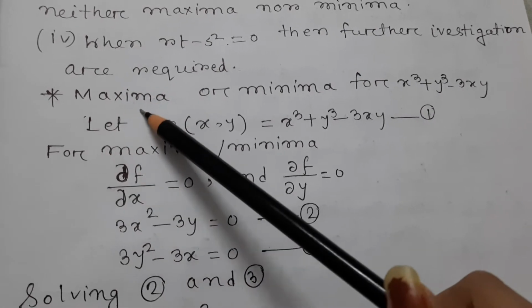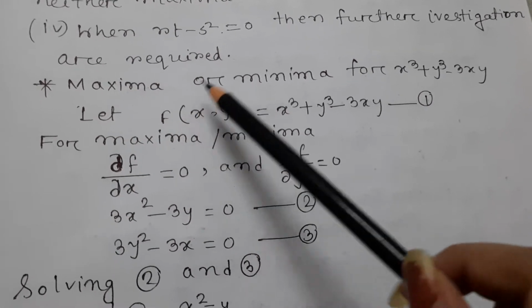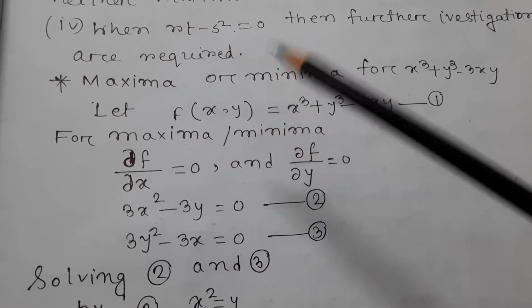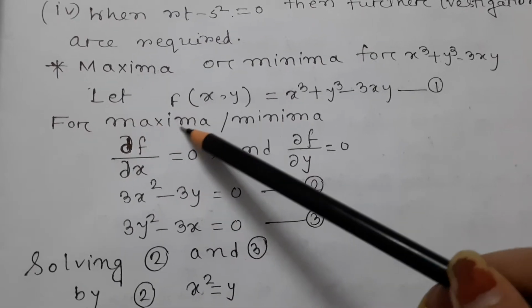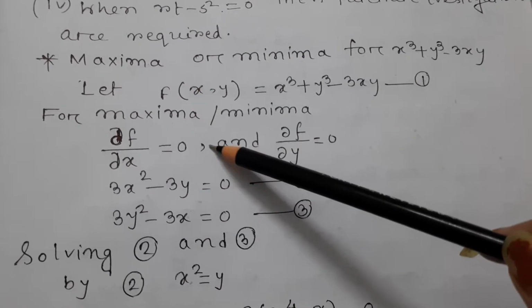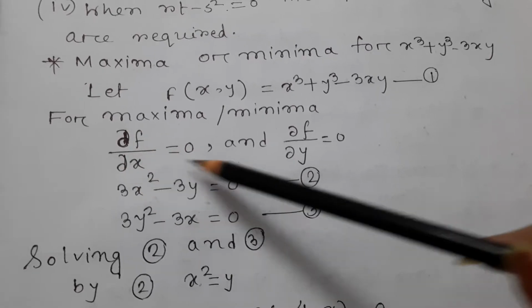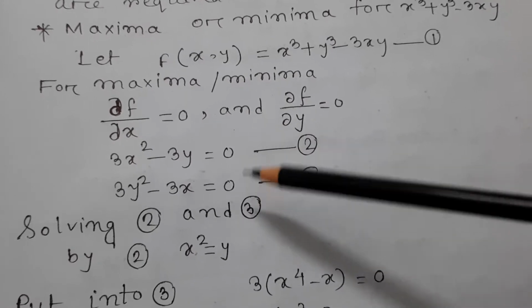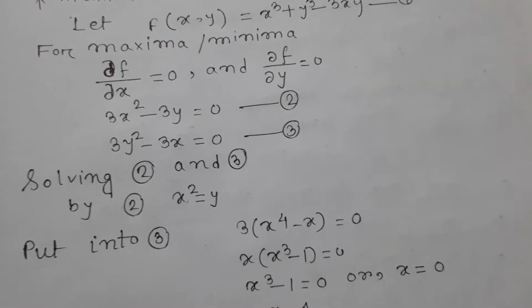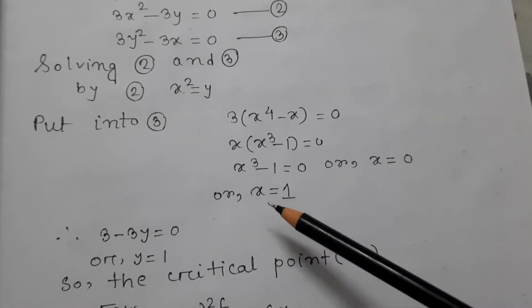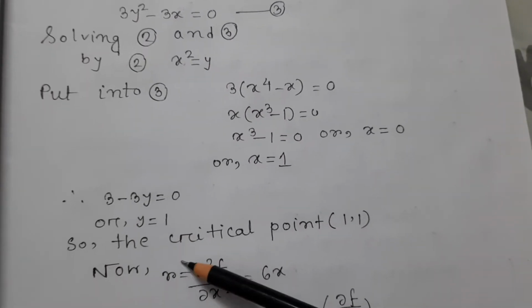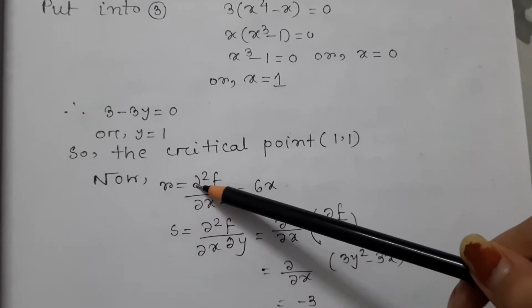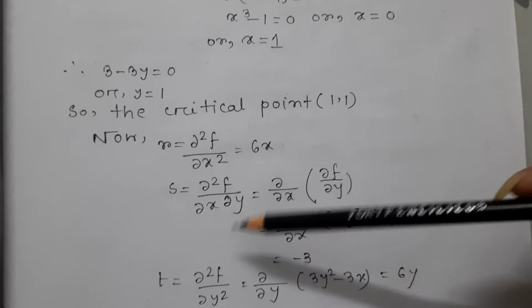So let's see an example. First example: find the maxima or minima for this function. First write the equation. Step number 2, calculate these derivatives and put them equal to 0. So these are our two equations, and from them we find the values of x and y: x equal to 1, y equal to 1, and the critical point is (1, 1). Now calculate r, s and t.